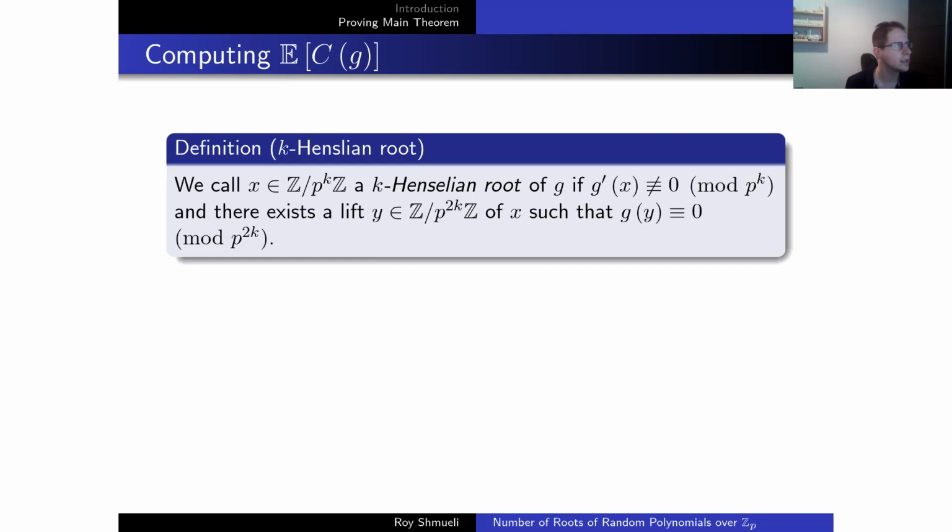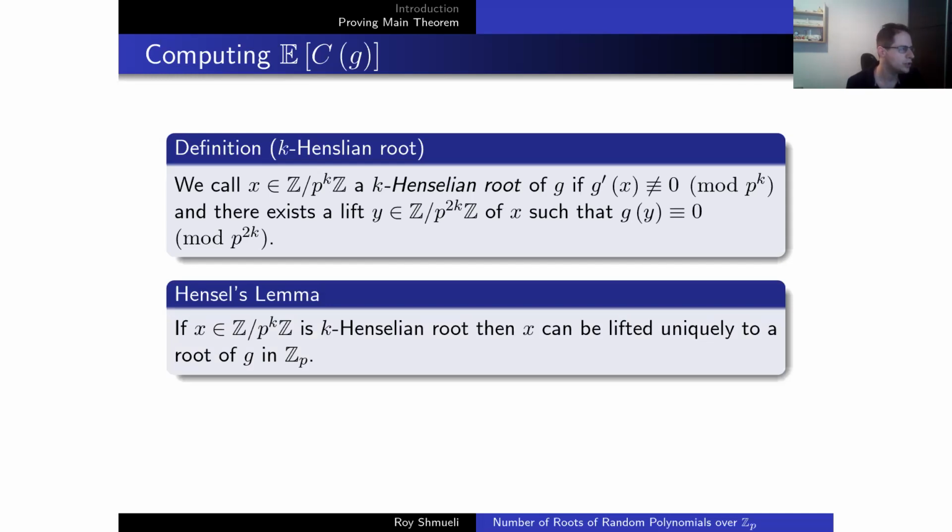These definitions come from one version of Hensel's lemma, which basically says that if x is a K-Henselian root, then x can be lifted uniquely to a root of g in the p-adic integers. This is my rephrasing of Hensel's lemma.